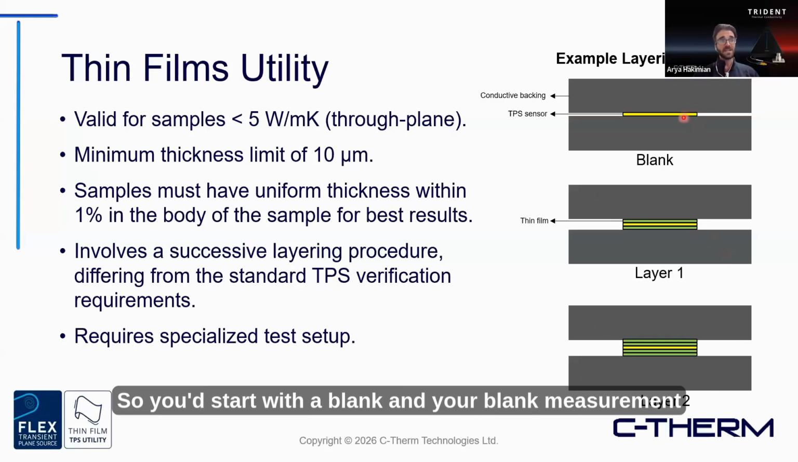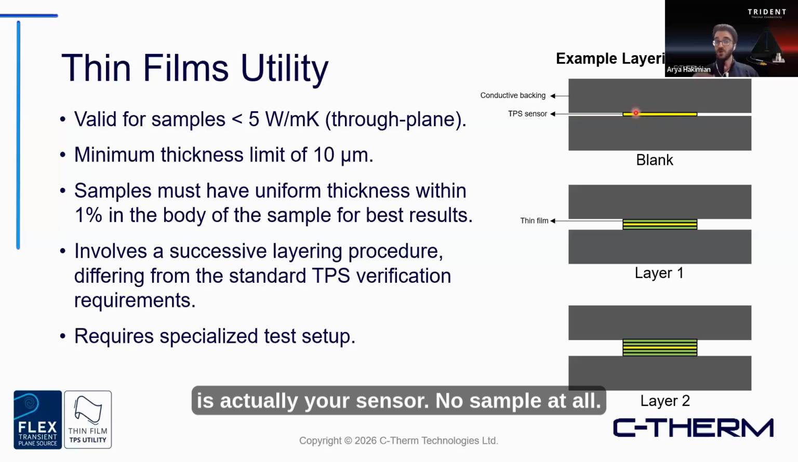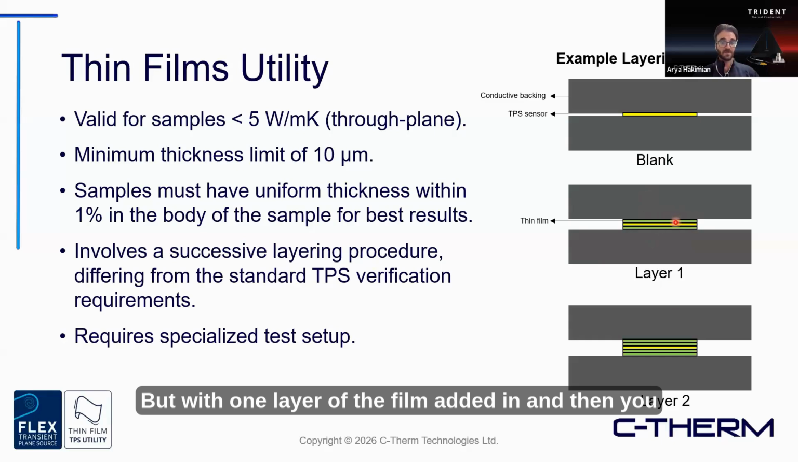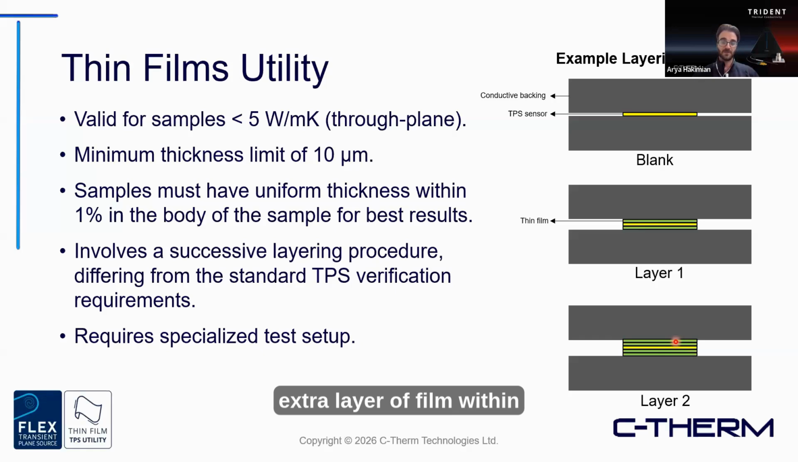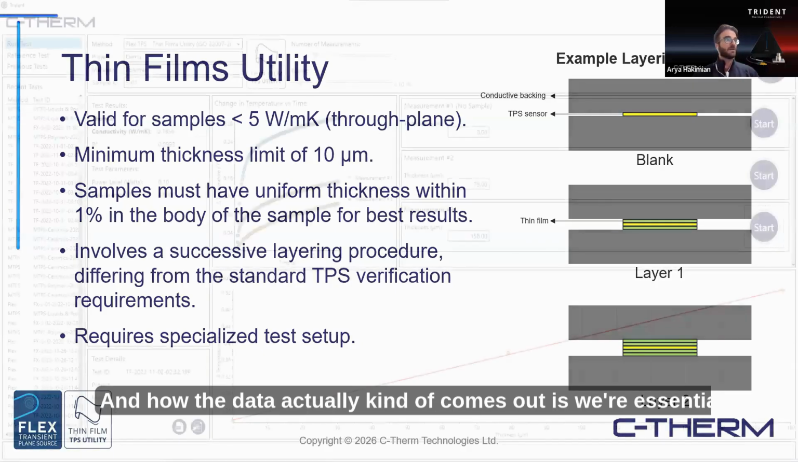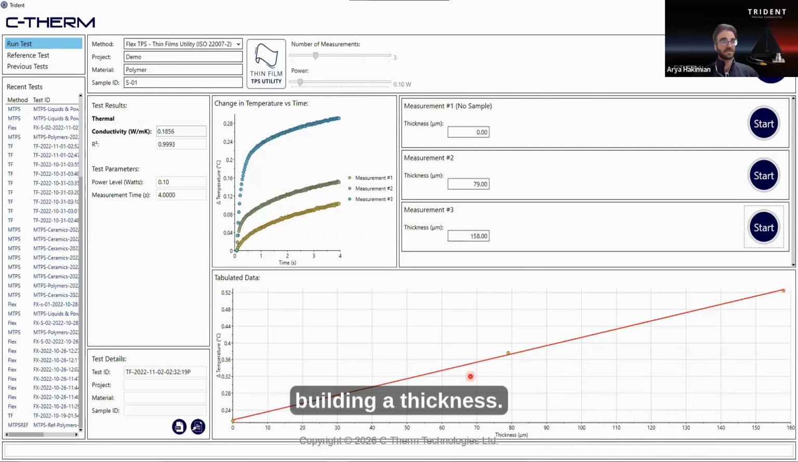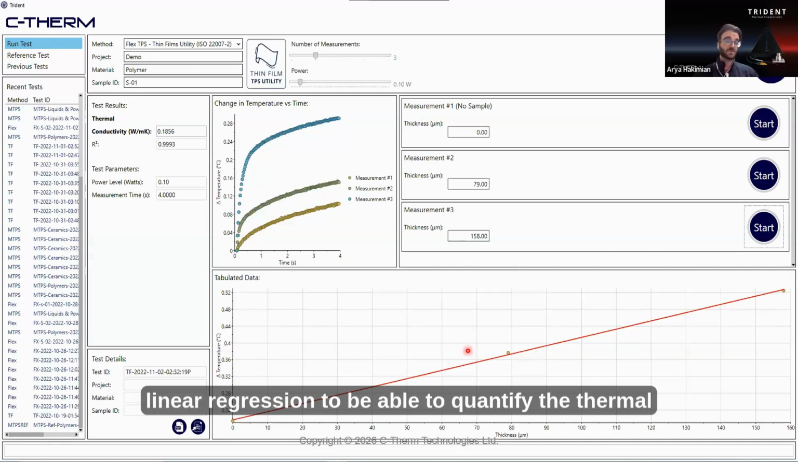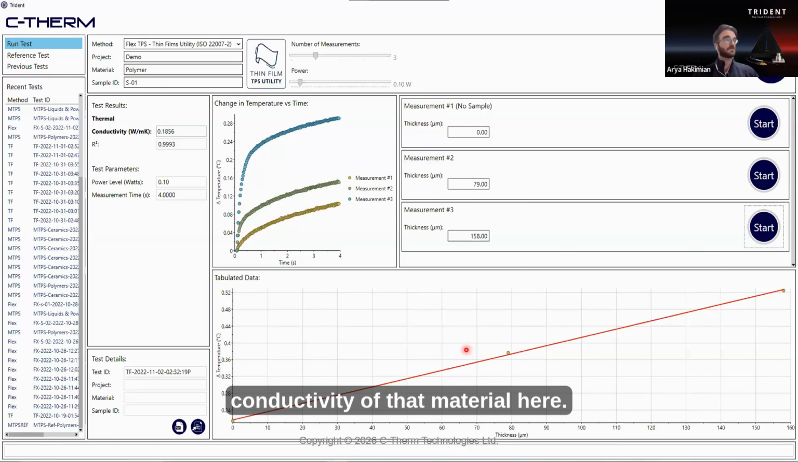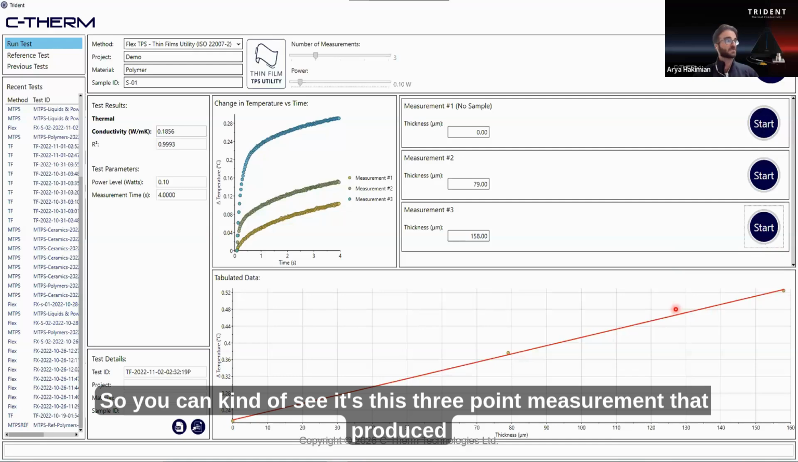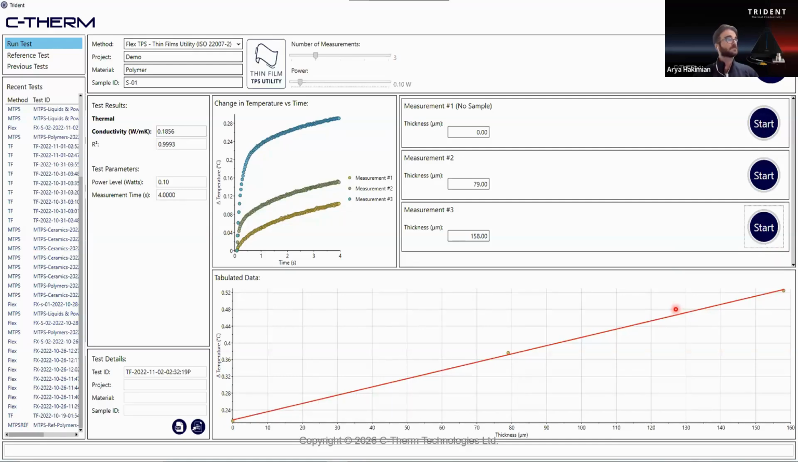So you'd start with a blank, and your blank measurement is your sensor, no sample at all, and a conductive backing material, followed by a measurement with your sensor and backing material, but with one layer of the film added in. Then you would repeat this one final time for the third measurement, which has a second, extra layer of film within the system. How the data comes out is we're essentially building a thickness versus change in temperature linear regression to quantify the thermal conductivity of that material. So you can see it's this 3-point measurement that is produced for that type of analysis.